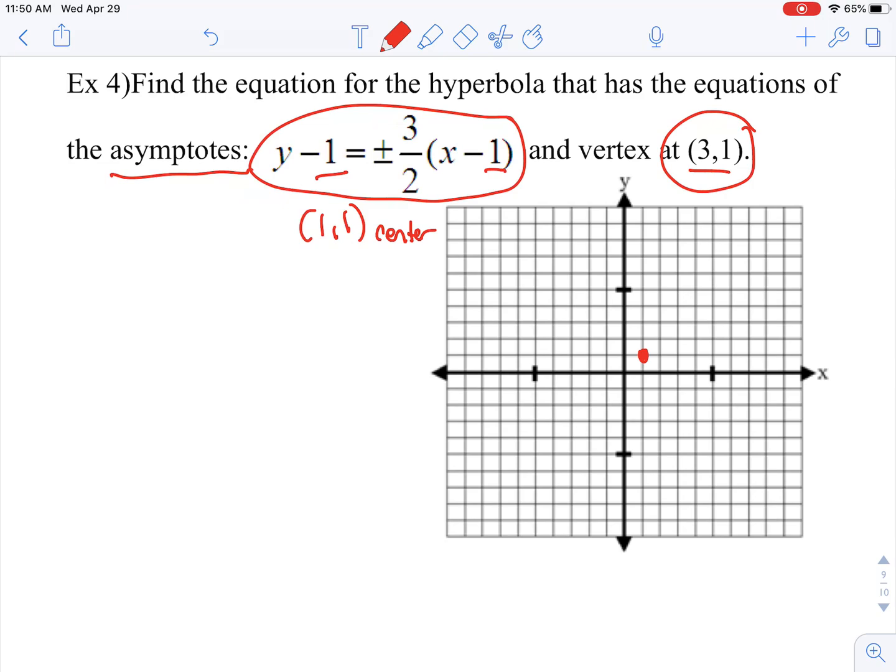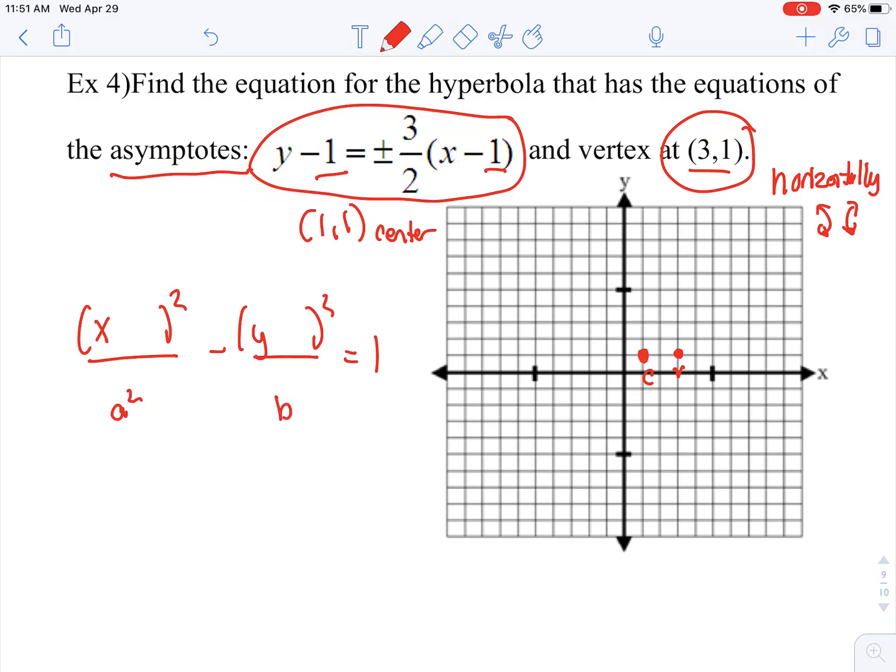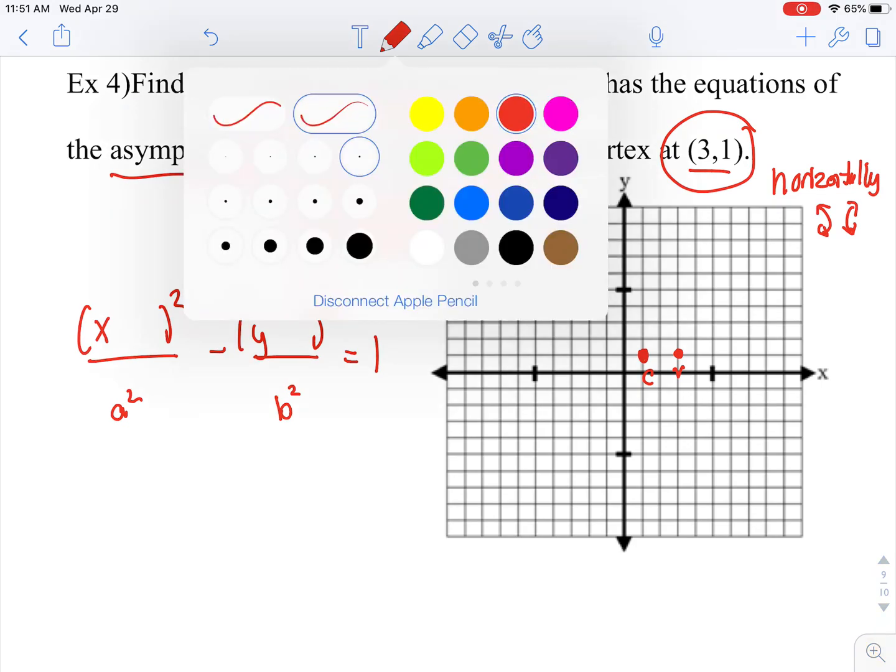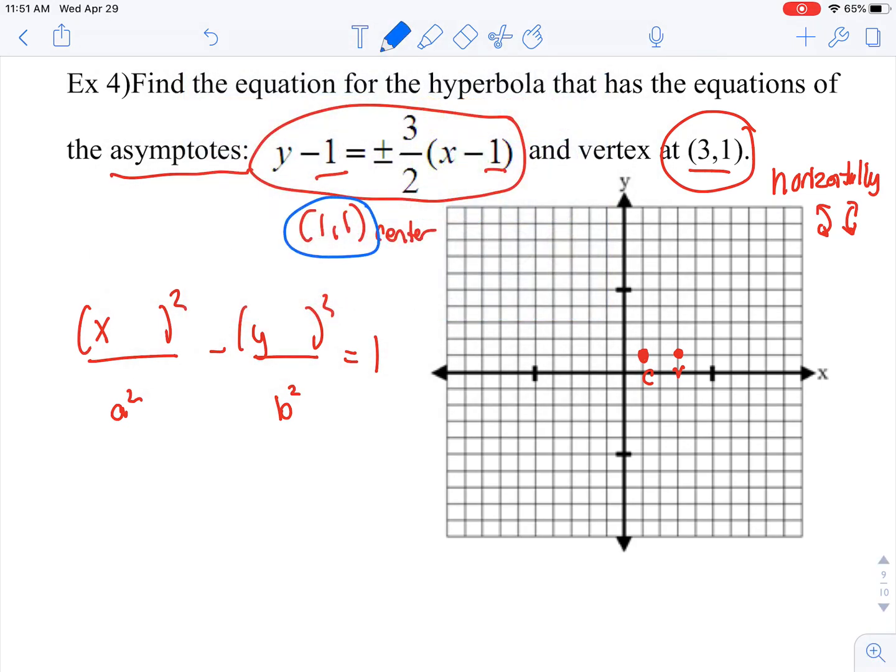I also told you one vertex is at 3, 1. So if I plot that, here's my vertex. Now the fact that these two line up horizontally tells us that this hyperbola must be opening left and right. Here's my center, here's my one vertex that I know. And if the hyperbola is opening left and right, then that means that x comes first, y comes second, and of course it equals 1. A squared always comes first in a hyperbola. So now we need our a and b values, and since we do know the center, we figured that out from the asymptotes, we can actually plug in that center point right away. X minus 1, y minus 1, we've got that part done.